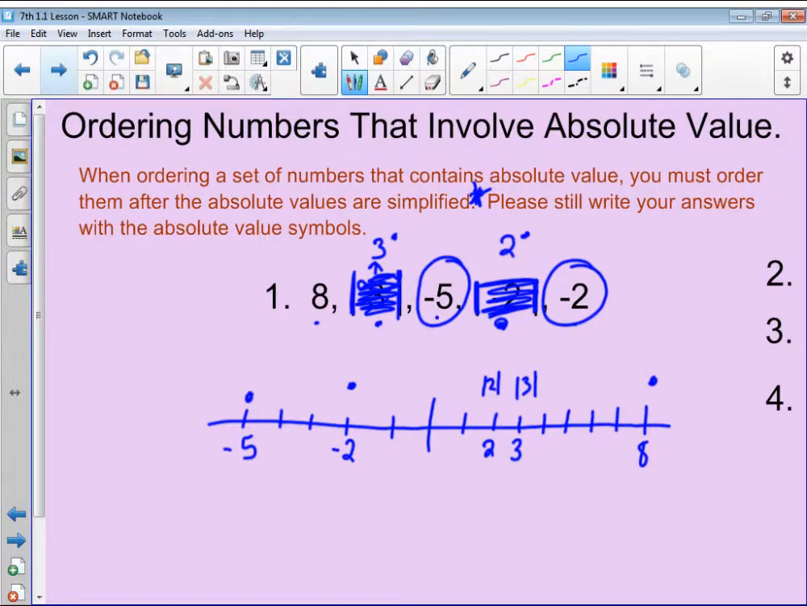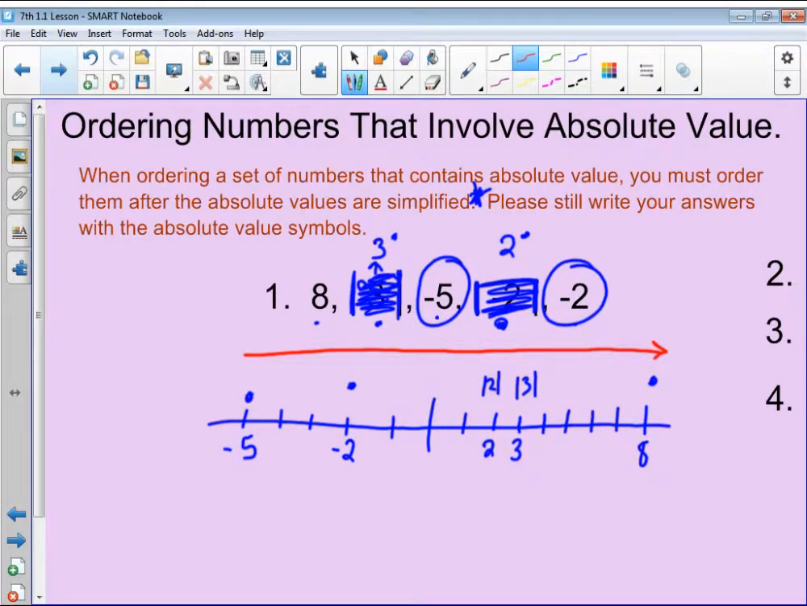So when I go through to write my answer, I can now work from left to right, and they're already put in order. Some of you will be able to do it without plotting it, but some of you that need that visual, you may need to plot it on a number line until you get comfortable with the process.